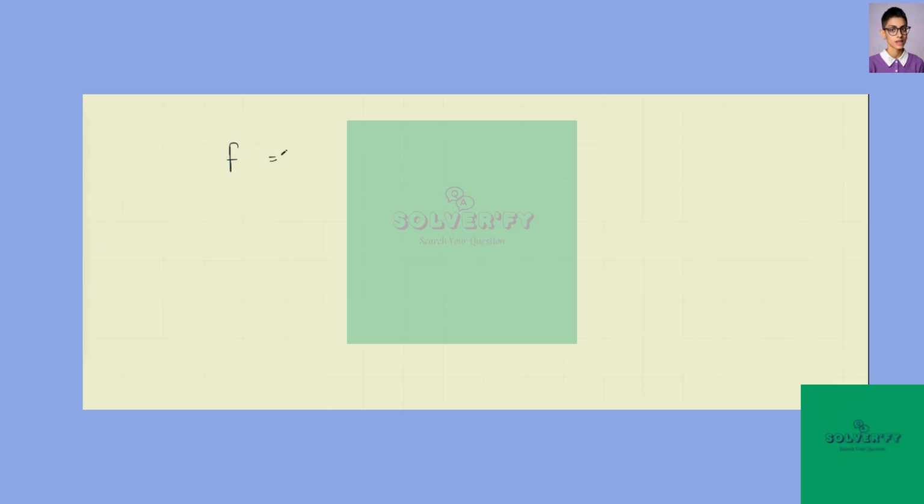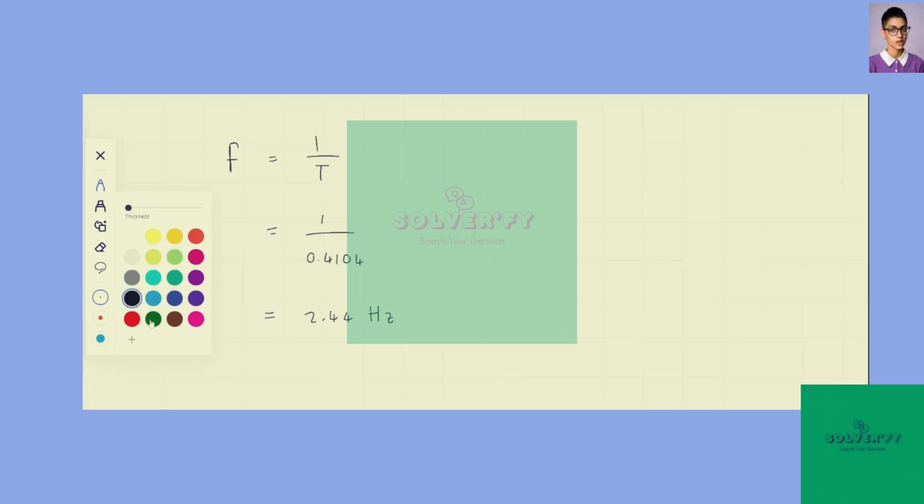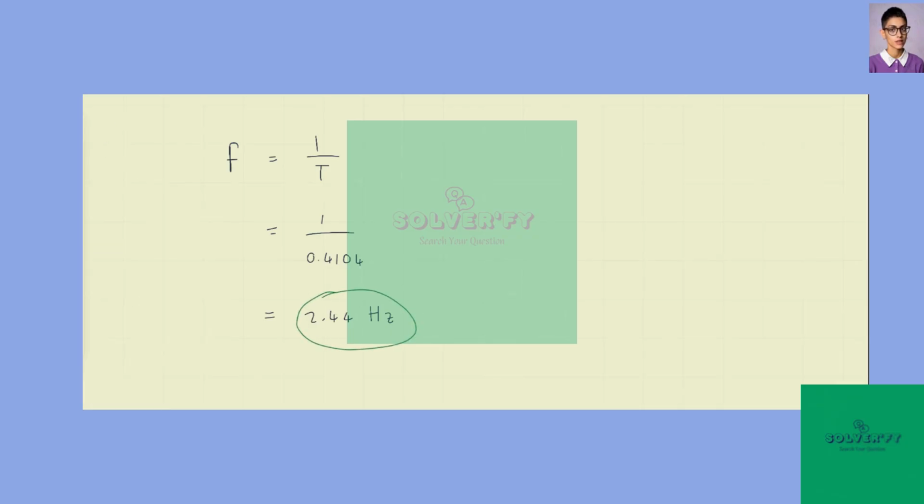With the period, it's quite straightforward to find the frequency. The frequency we know is 1 over the period, which is 1 over 0.4104. So the frequency of oscillations is 2.44 hertz. Now we have the period and frequency, and we want to find the amplitude.